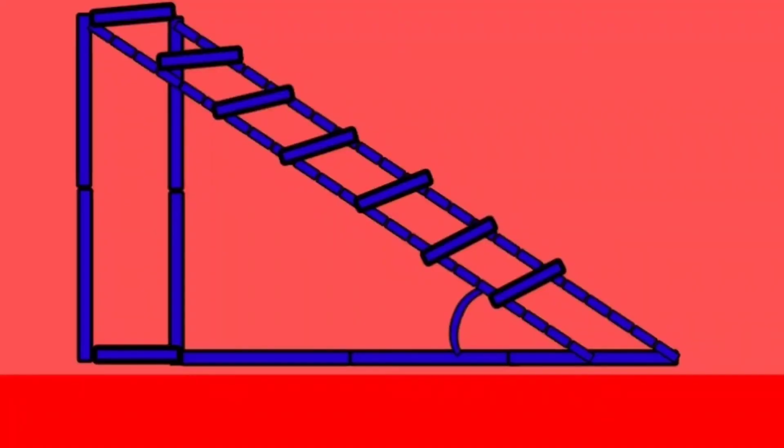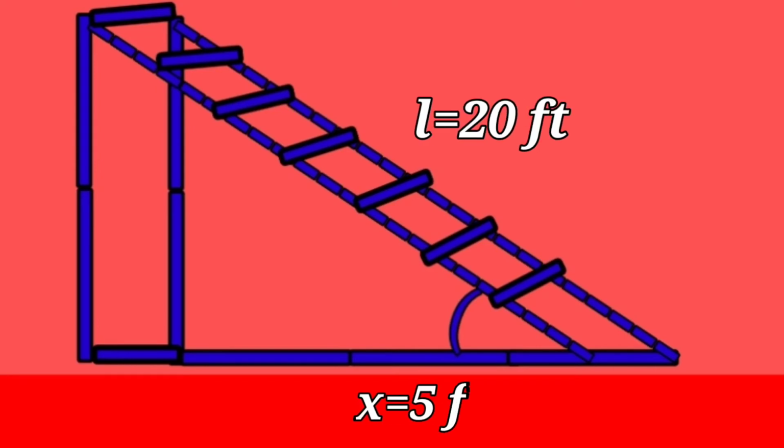Students, the diagram is given as a ladder leaning against a wall. The length of the ladder is 20 feet. The base is equal to 5 feet and theta is the angle of inclination, meaning the angle of elevation.